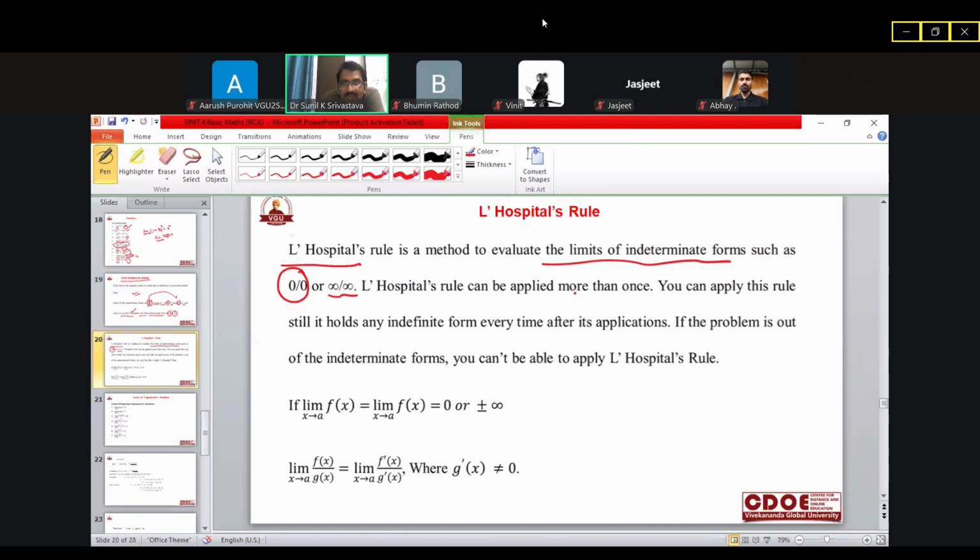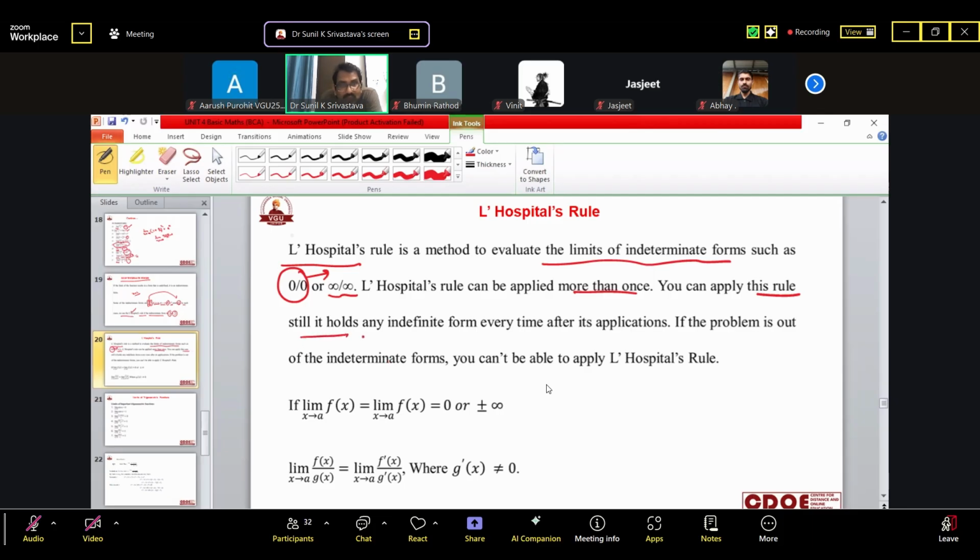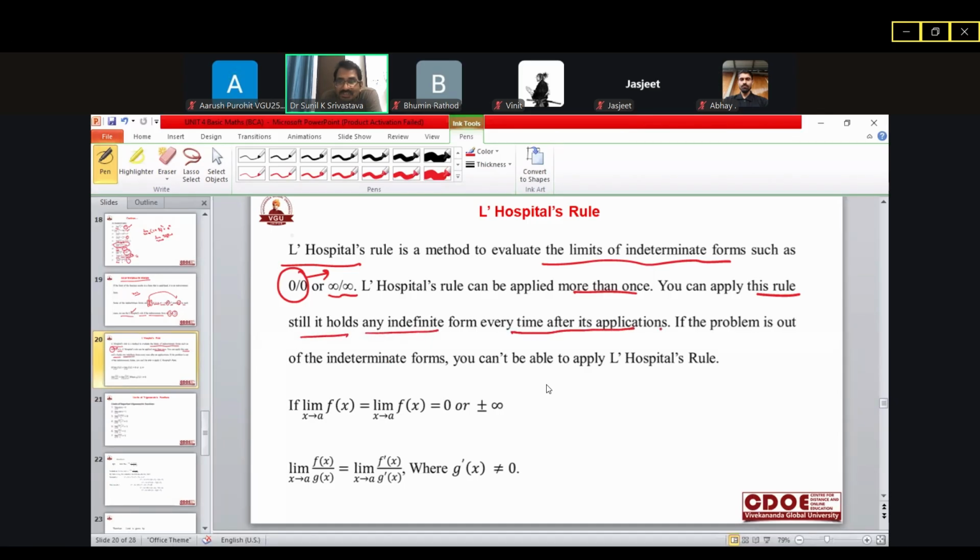The L'Hospital rule can also be applied more than once, because for the same function you can repeat the process until the function is no longer in an indeterminate form at the particular value. If the limit of the function as x tends to a is 0 or plus or minus infinity, you can apply the rule. The denominator should not be equal to 0. While applying the rule and putting in the expression step by step, you have to continue the process until the denominator is not equal to 0.